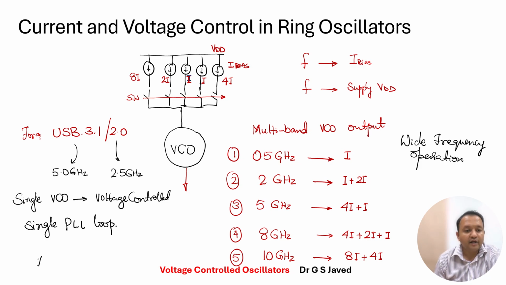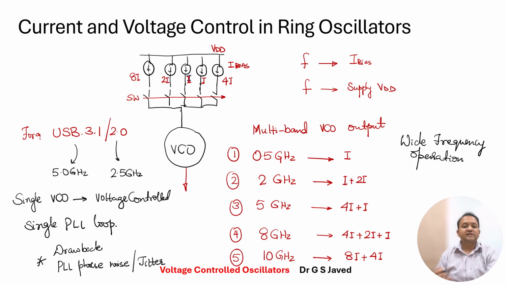What is the only drawback? One of the biggest drawbacks of using this is your PLL phase noise or jitter, which is going to be slightly larger compared to any other LC-PLL based implementation. I hope you have understood how current and voltage control happens in ring oscillators and how you can perform wide frequency operation.